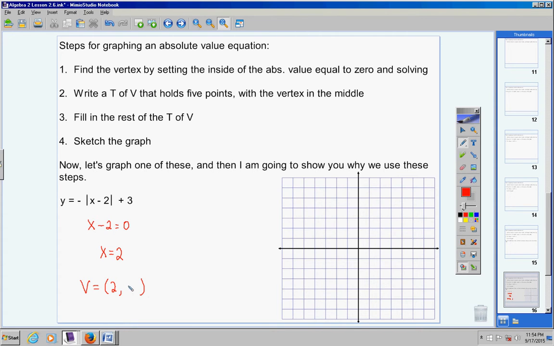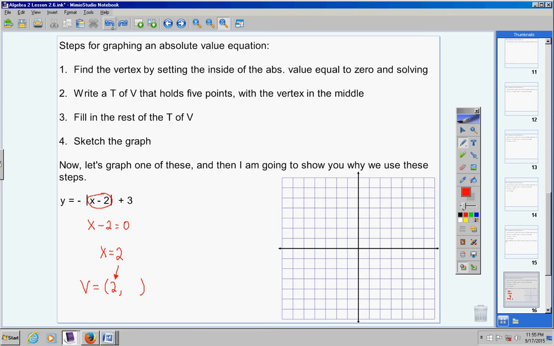Are you with me? Let's go over it again. Take the inside of the absolute value. Set it equal to 0 and solve. Whatever you get, that's the x value of your vertex. So the only thing we're missing here is our what? The y value. Well, this is really cool. I'm going to explain to you why later.